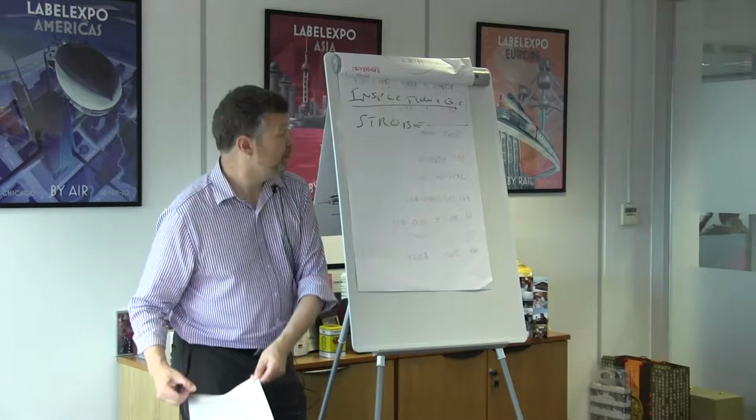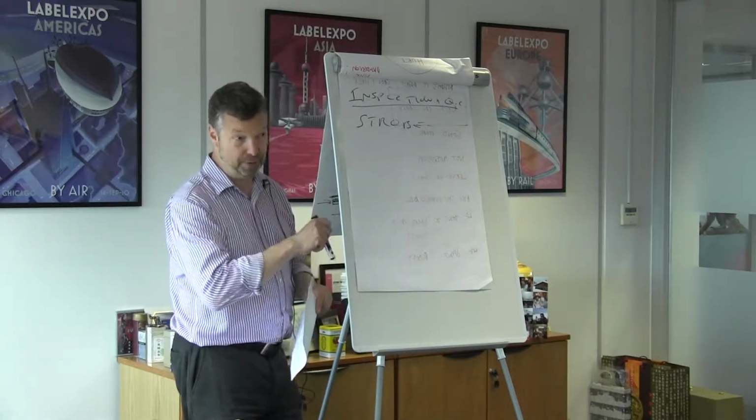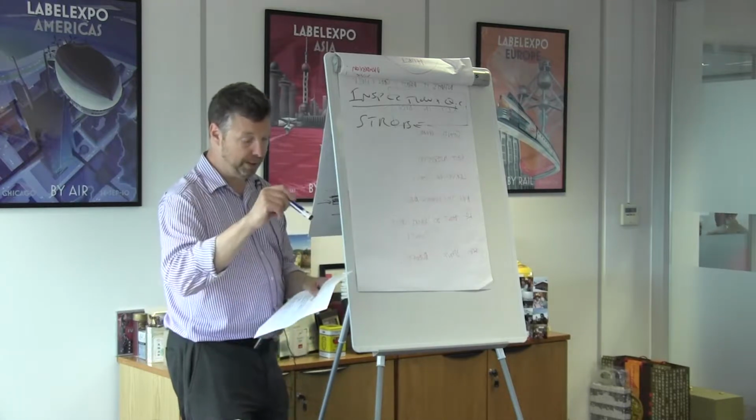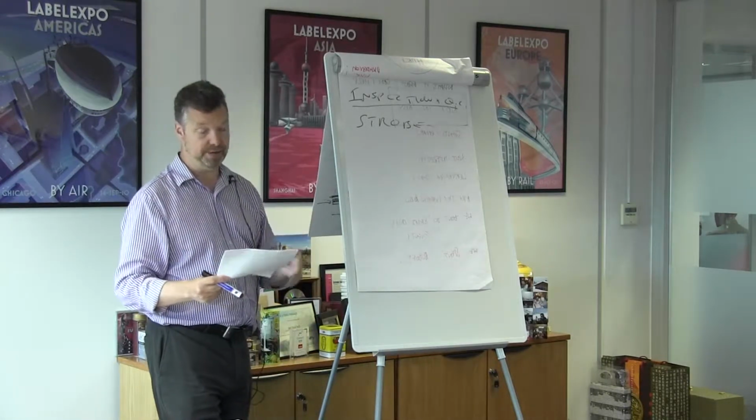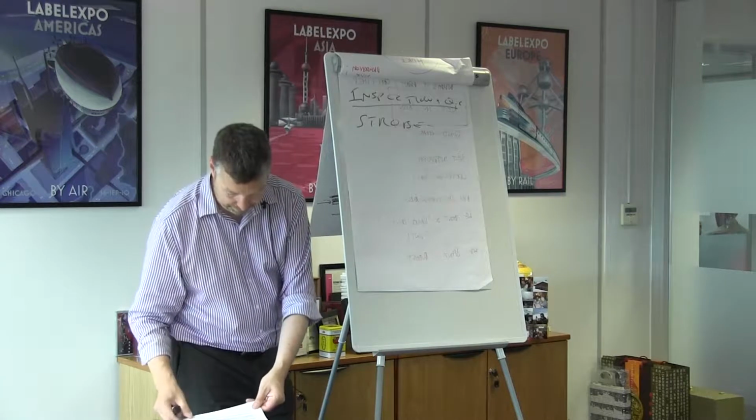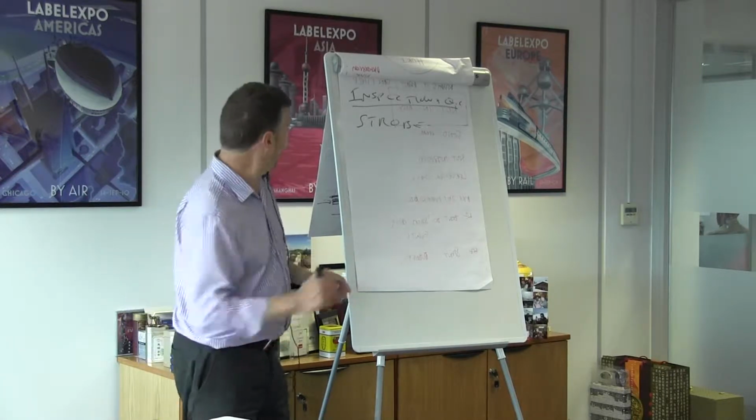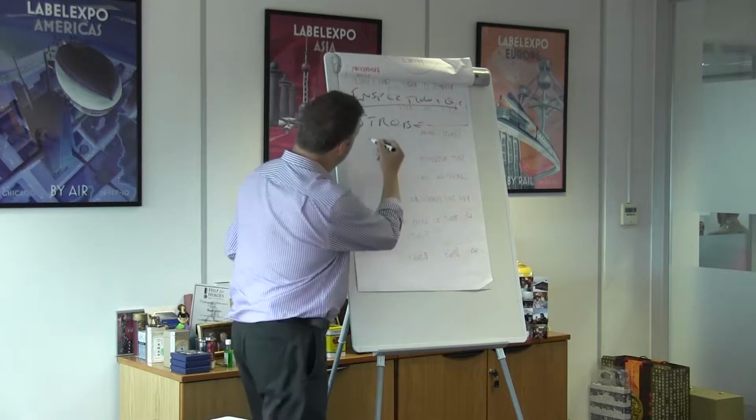And I'll also talk briefly about a very new sensor that you'll see at Label Expo on the Bob's press, which is the UV sensor. We'll talk about that briefly later. Okay, so the strobe light, we talked about the video camera.